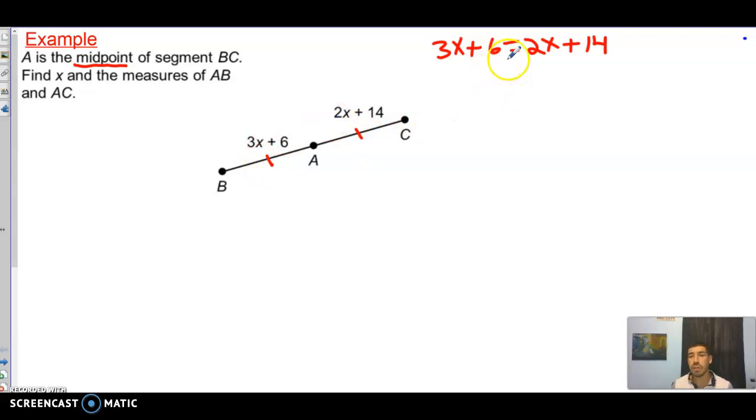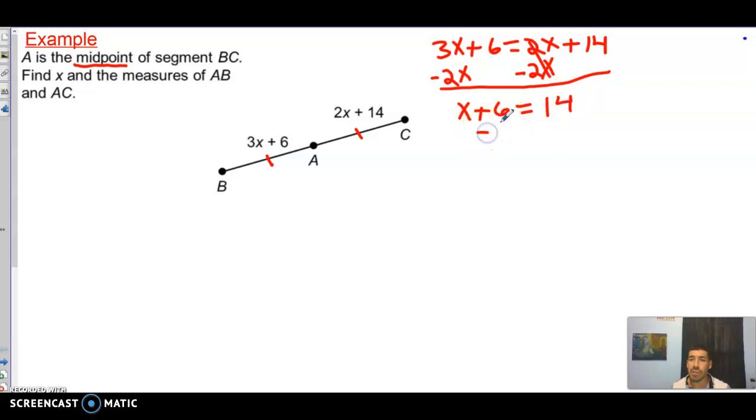So then what I need to do is isolate the x. The easiest thing to do is to subtract 2x from both sides. That will cancel the x on the right side. 3x take away 2x, I have 1x left, bring down the plus 6, bring down the 14.